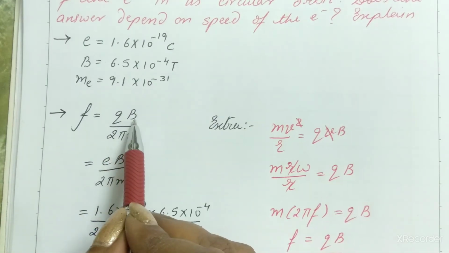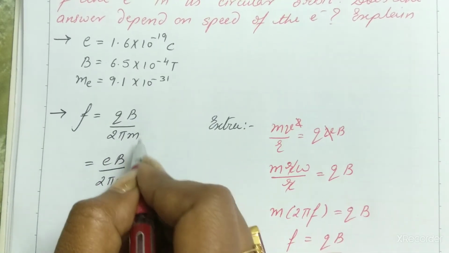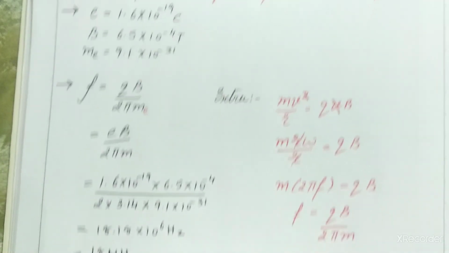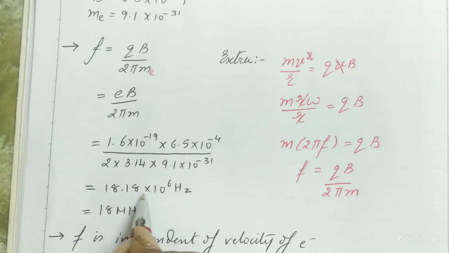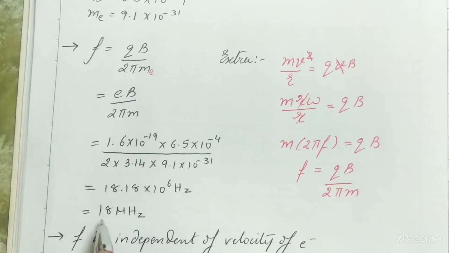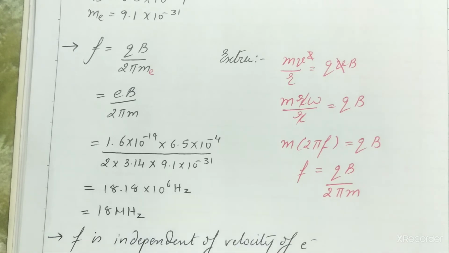The value of the magnetic field is given, and this will be the mass of the electron. So after substituting all the values, you will obtain the frequency as 18.18 into 10 raised to 6 Hertz. This can be written as 18 megahertz.